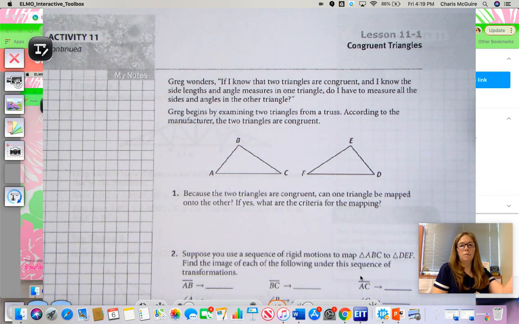Hold on one second. Just see if that made a difference.